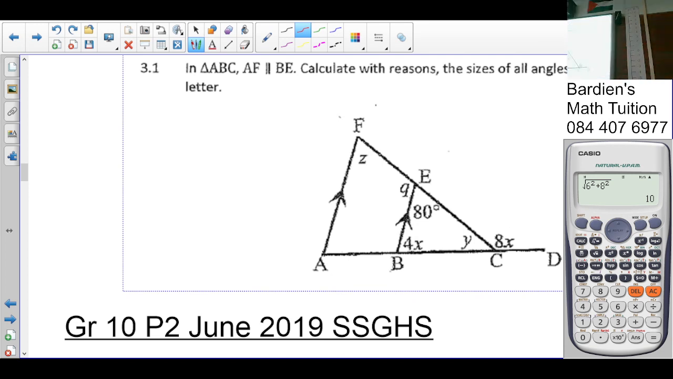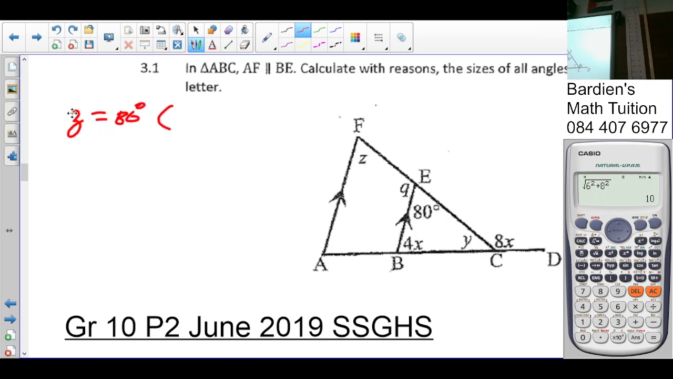Okay, so where can we start? We have now already seen what Z was. So we say Z is equal to 80 degrees. Why? Because we said it was corresponding angles with FA being parallel to BE. Okay, so that's 80. Sorry, Q is equal to 100. Why? Angles on a straight line.